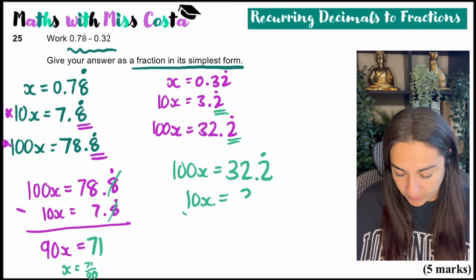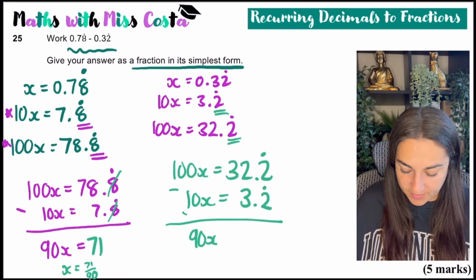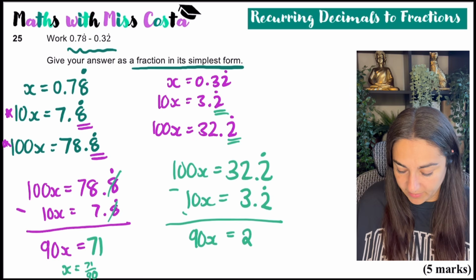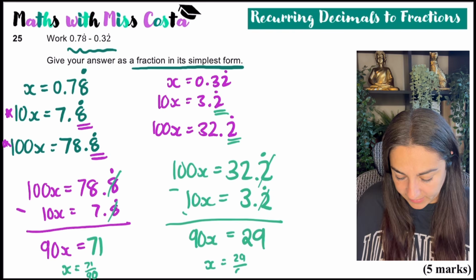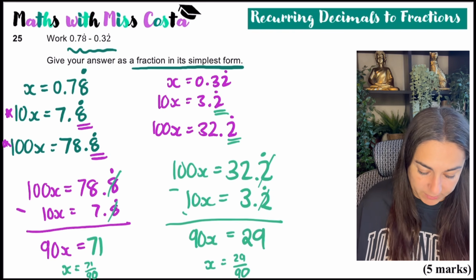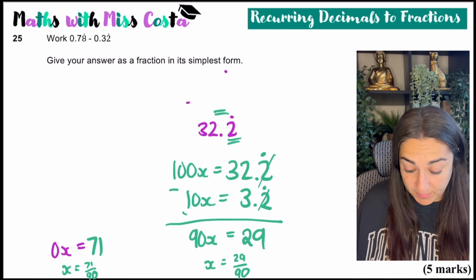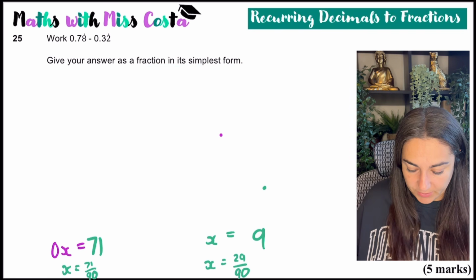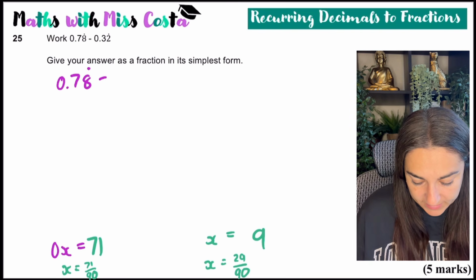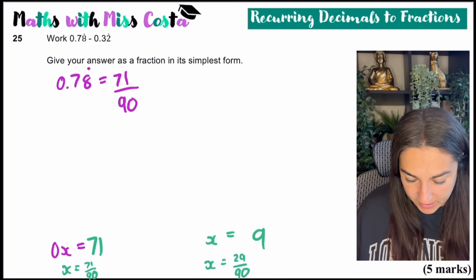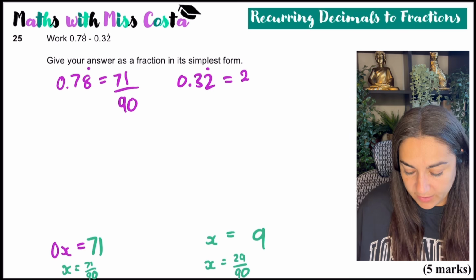So then we've got 100x take away x is 90x. 32 take away 3 is 29, because the recurring bit will get rid of itself. So x is 29 over 90. So then I've done all of this beautiful work to turn my decimals into fractions. So I know that 0.78 can be written as 71 over 90, and I know that 0.32 can be written as 29 over 90.